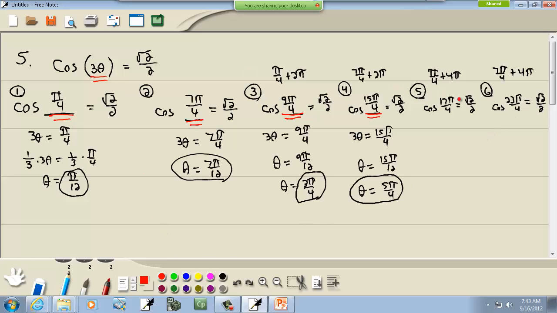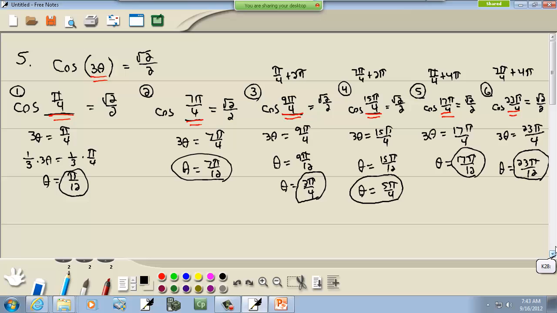Well, same idea. We're going to set 3 theta equal to this, and 3 theta equal to this. So we've got 3 theta is equal to 17 pi over 4. Multiply both sides by 1/3, and we get 17 pi over 12. Now here, we got 3 theta is equal to 23 pi over 4. Multiply both sides by 1/3, and we get 23 pi over 12.